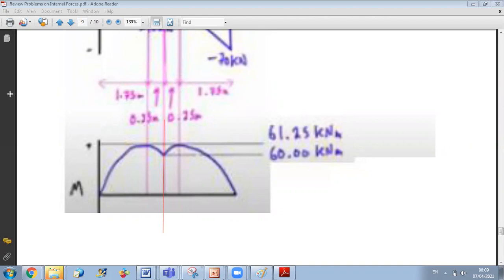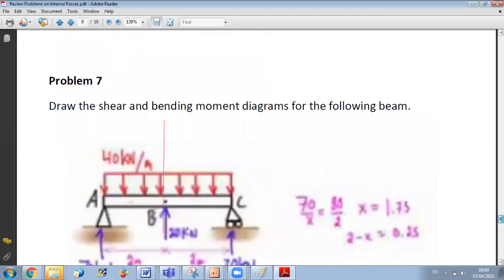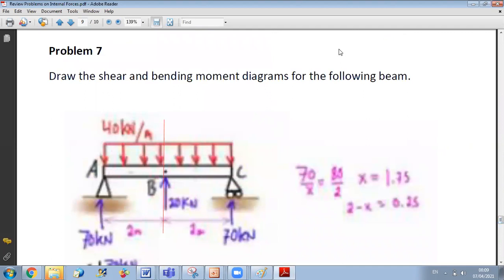Now, for the bending moment, in order to draw it, you should look at two things. You should look at your beam to see if I have a concentrated couple or if I have a fixity. Whenever I have a concentrated couple, it will cause a jump in the bending moment. Here I don't have any concentrated couple, so no jump in the bending moment. And since at A and C I have no fixity, no couple, I will start my bending moment at 0 and I should end at 0.